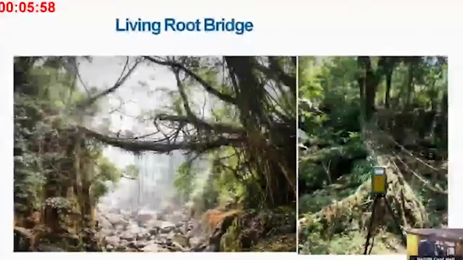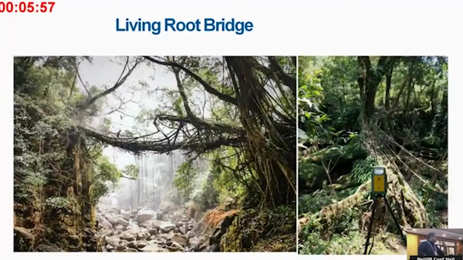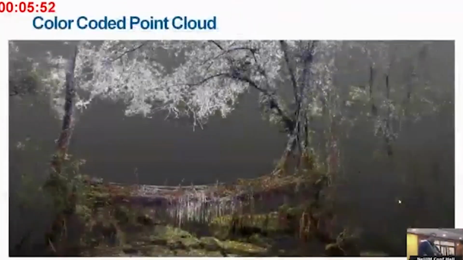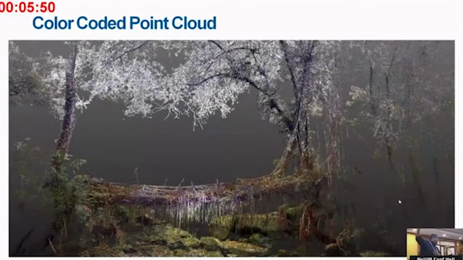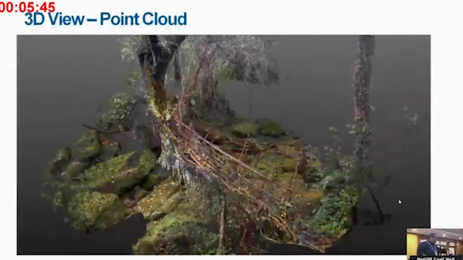And this is what we have done for Meghalaya. So living root bridges, what was the application? This is the actual site. This is the laser scan coming in. They wanted to know the age of these trees. And in order to do that, the way to do that is by knowing the elevation of the trees and how long, how tall they have been.